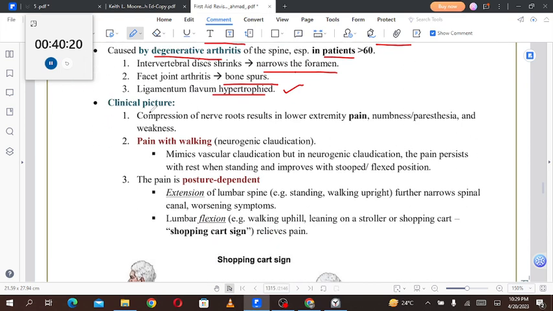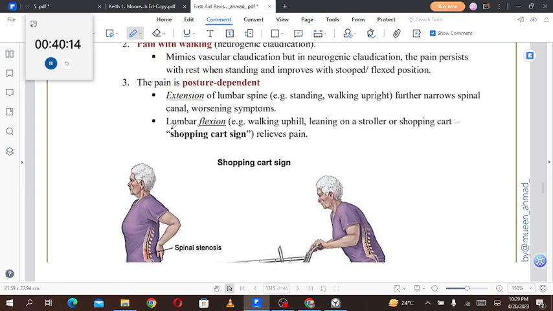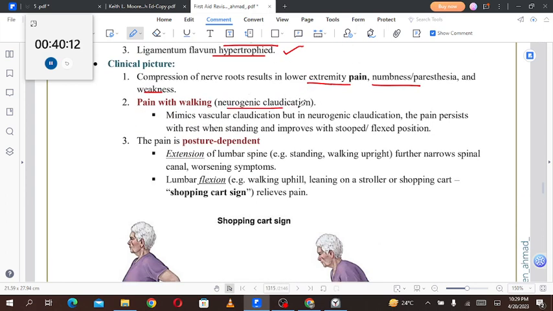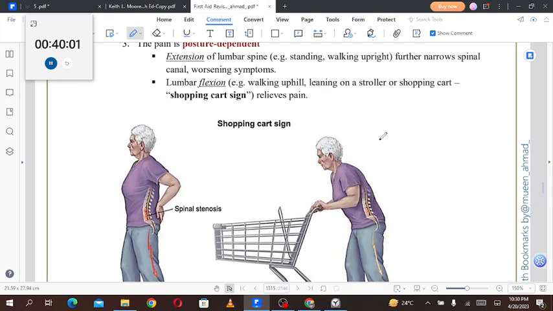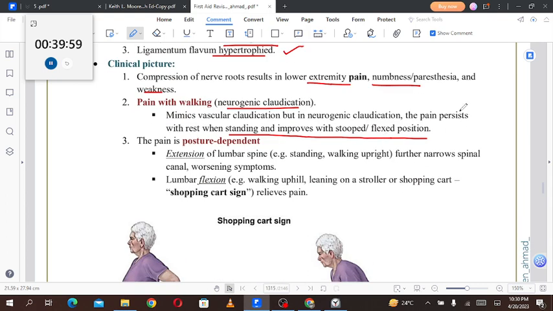So clinical picture. Compression of the nerve roots results in lower extremity pain, numbness, paresthesia, and weakness, pain with walking. Neurogenic claudication mimics vascular claudication, but in neurogenic claudication, the pain persists with rest, starts when standing, and improves with a stooped or flexed position.